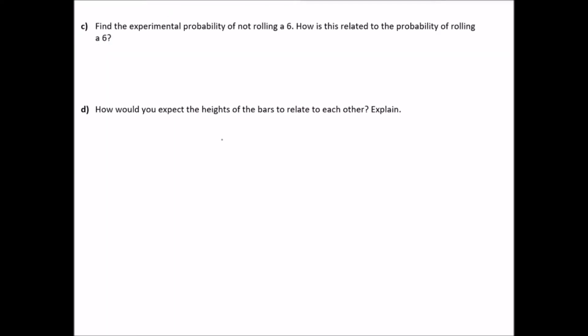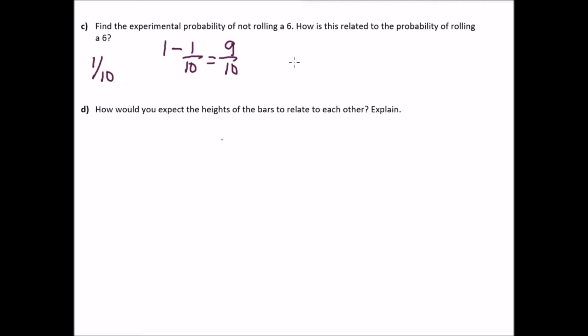Okay, so the experimental probability of not rolling a 6, let's find that. So we know rolling a 6 is 1 out of 10. Okay, so we can actually think of it as the leftovers of 1 out of 10. So we can technically do like 100% minus that 10%, which is 1 out of 10, and we'll get 9 out of 10.